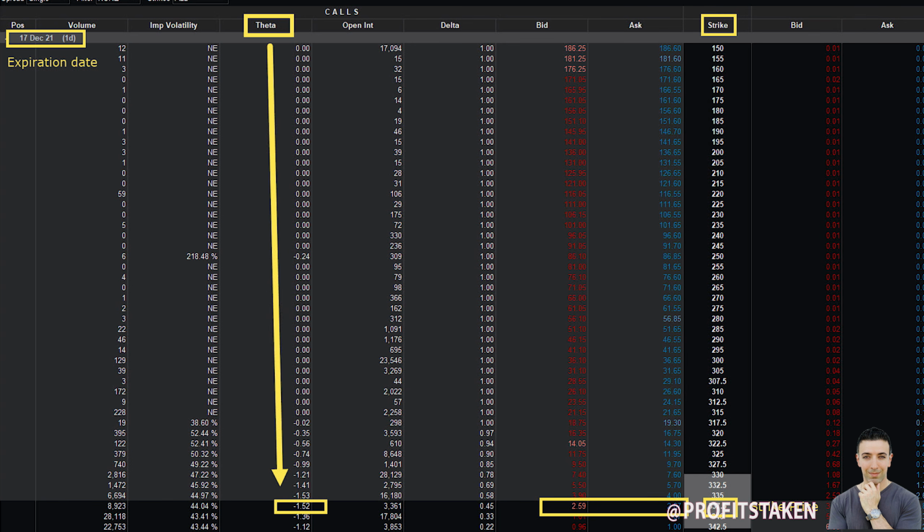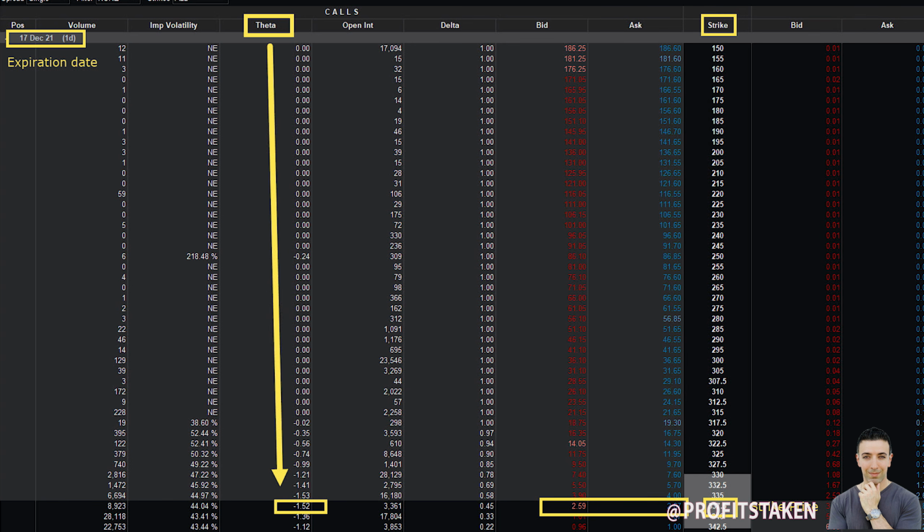Now, what you see in front of you are Facebook call contracts with a strike price of $337.50 and an expiration of December 17th. As you see, I created a little box top left, December 17th. Now the theta is minus $1.52. That means the premium, aka the extrinsic value of these contracts, will drop approximately $1.52 by tomorrow. $1.52 per contract means $152.